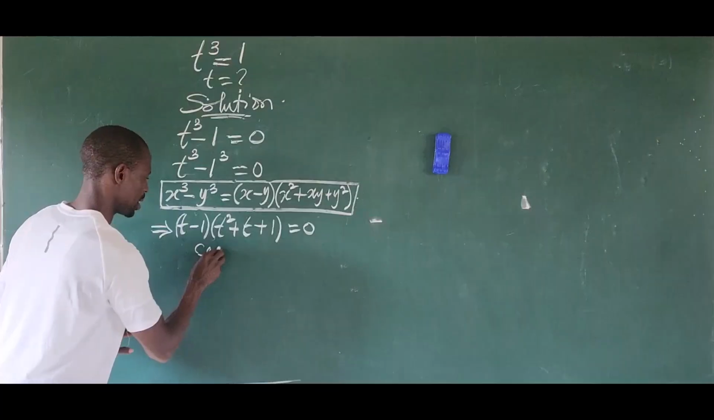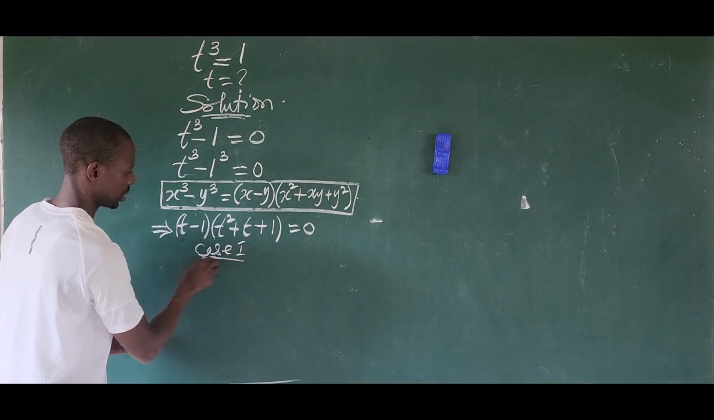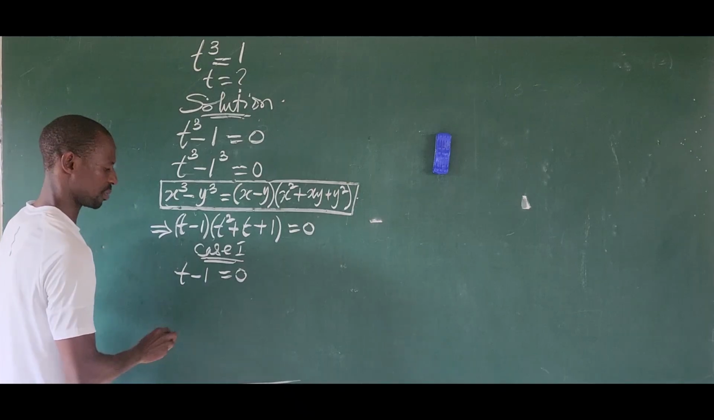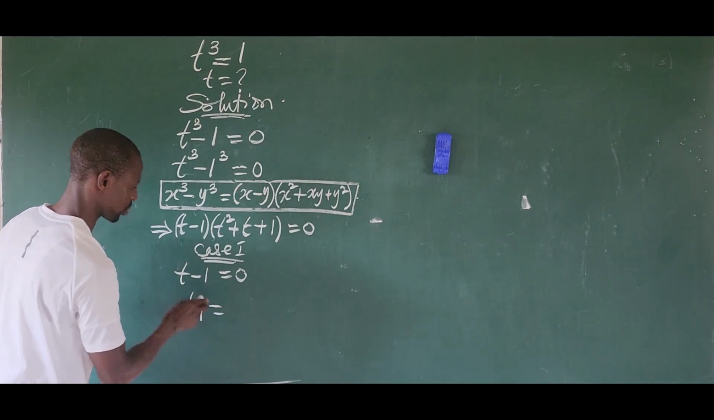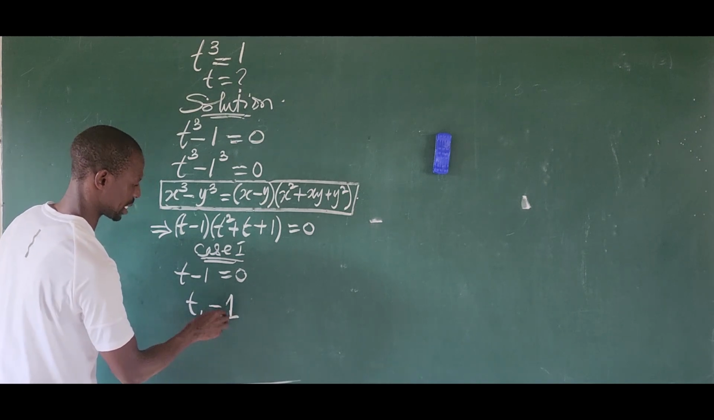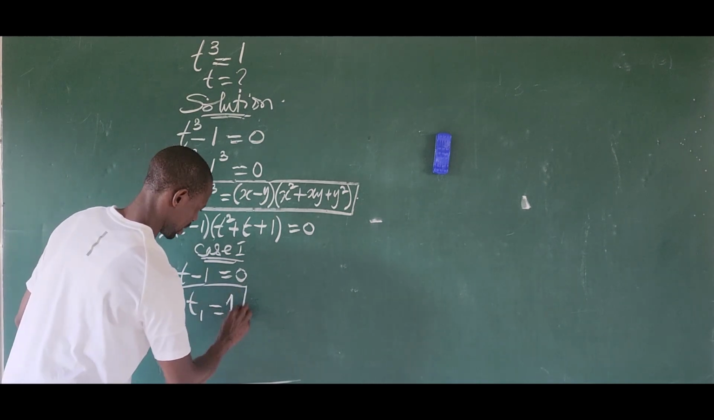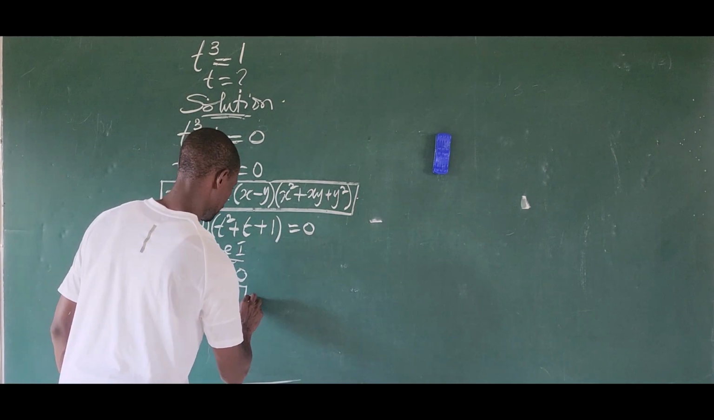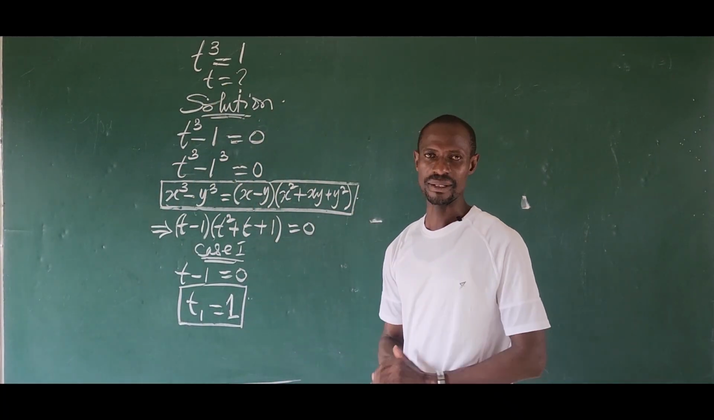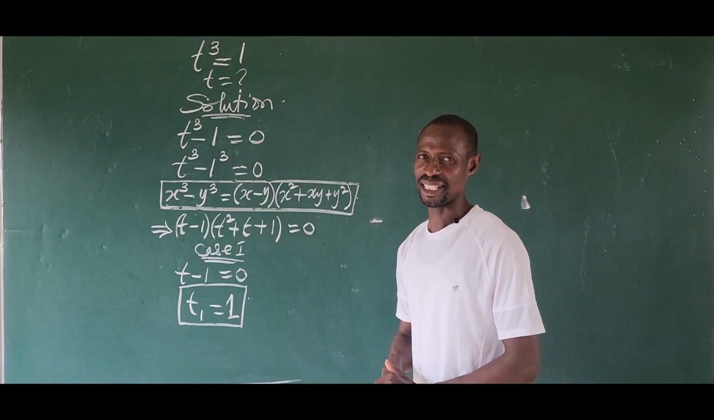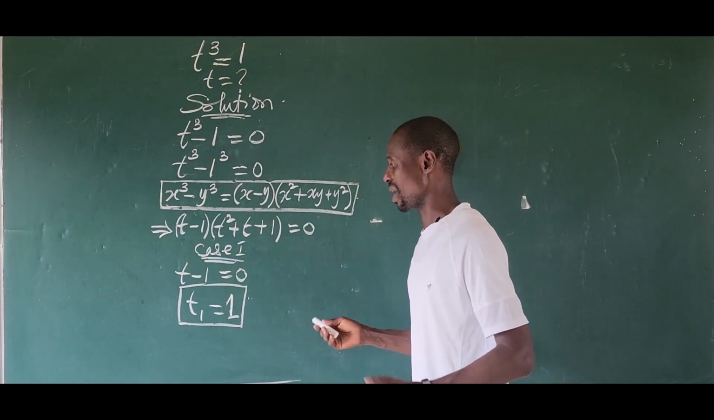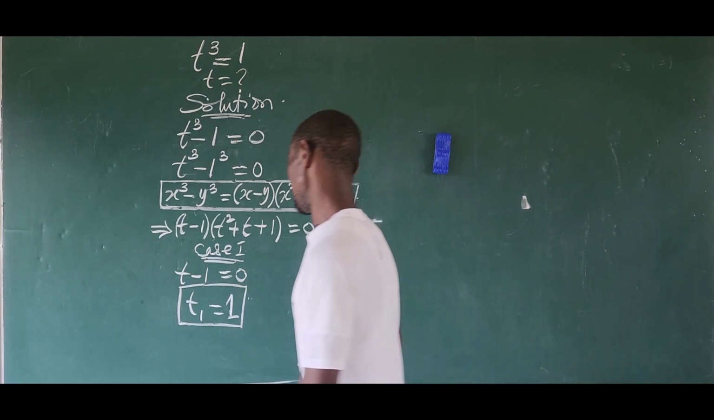So we take our case 1. In case 1, we're going to have t minus 1 equal to 0. So our t1 is equal to, sending this to this side, 1. This is what I said earlier on, that by looking at the expression, t equal to positive 1 is a solution. But how do we get the other two roots? It is clear that the other two roots will give us imaginary roots. But let's go ahead and solve for it.